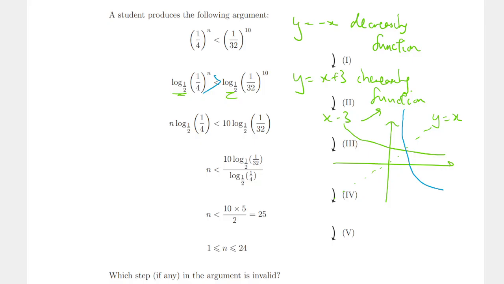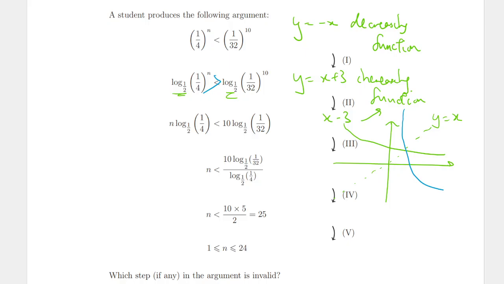And so the sign should be flipped. That's the key thing. From now on, not only when you multiply or divide by a negative do you flip the inequality sign; when you apply a decreasing function in general, then you flip. No matter what decreasing function you apply, it could be anything.